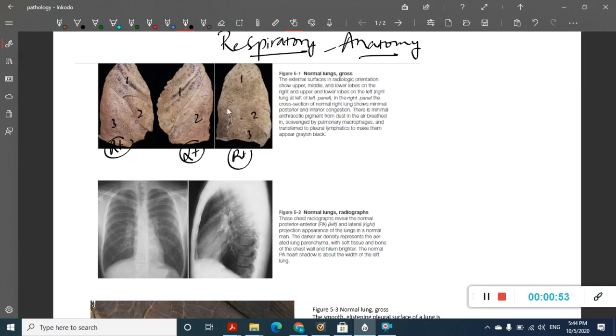What difference do you see between these two? See, this lung is a little darker when compared to this lung, right? Even here you see some pigmented deposits, and those deposits are anthracotic pigment deposits. You can see here also, these are the anthracotic pigment deposits or dust deposits from the air. So these are in the normal lungs. These pictures are directly from Robbins.